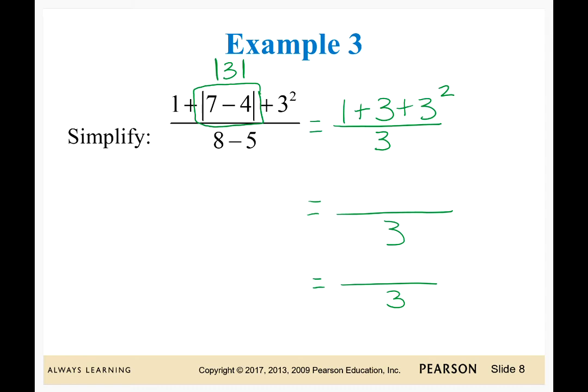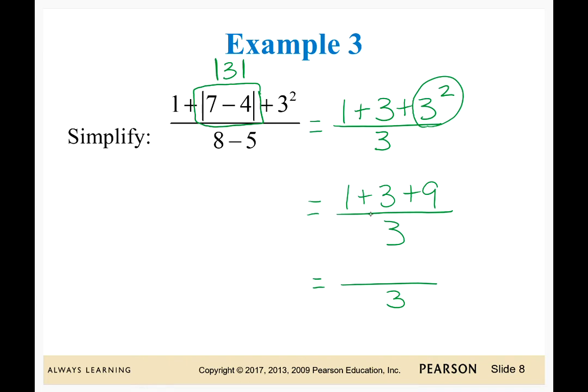Next, I'm going to go to my exponents. 3 squared is 9. So this is 1 plus 3 plus 9. Again, you need to do that exponent second. Then I'm going to look at that, and I have no multiplications or divisions at all, so I can skip to step number 3. And all I'm left with is a bunch of addition.